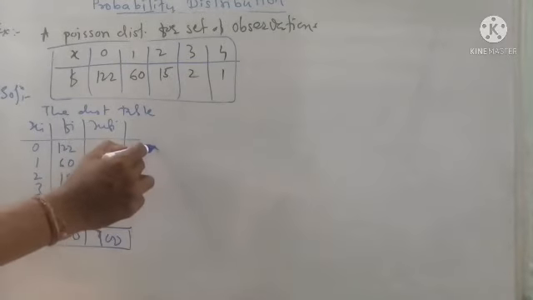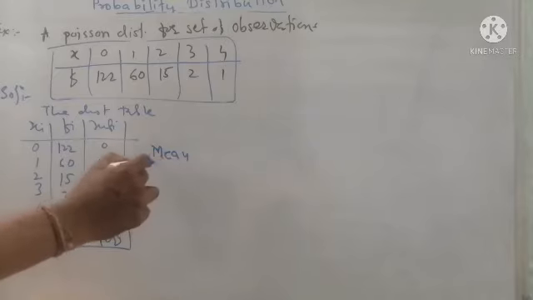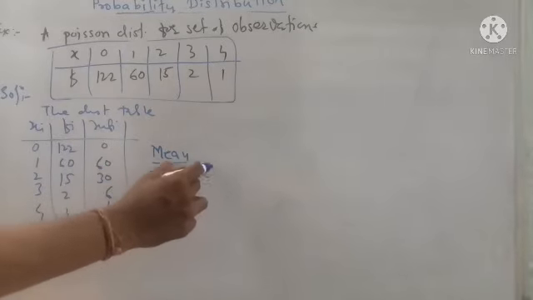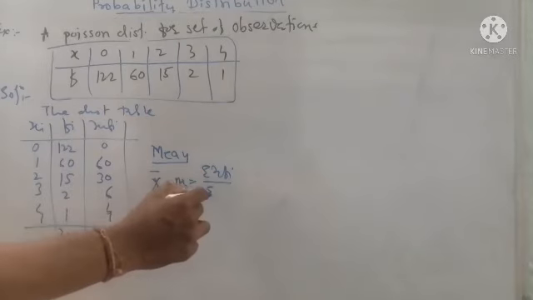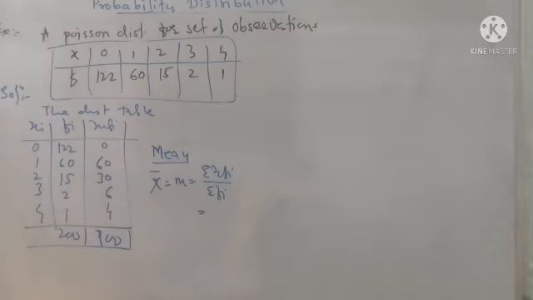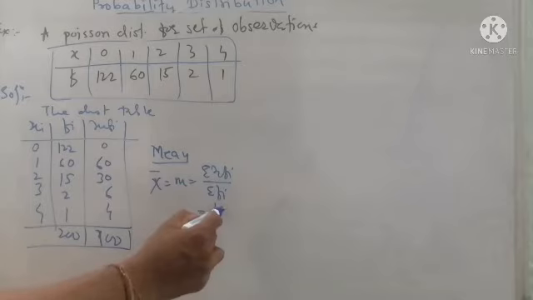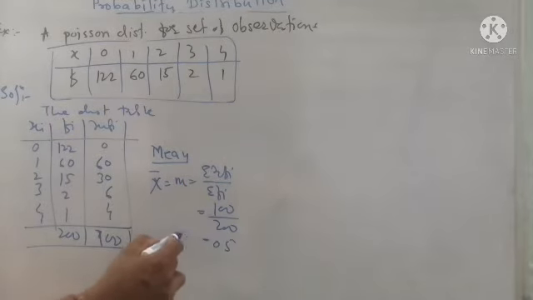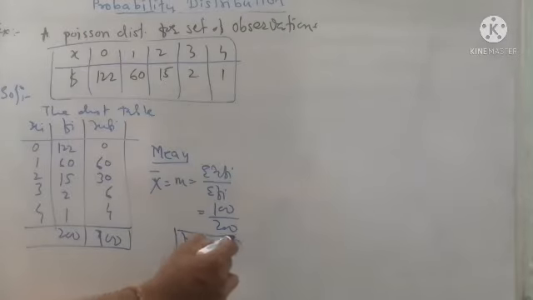So the mean of the distribution, as we defined, x bar or m, is the summation of xifi divided by the summation of fi. By putting the summation of xifi as 100 and the summation of fi as 200, we get 0.5. So the distribution has a mean of 0.5.